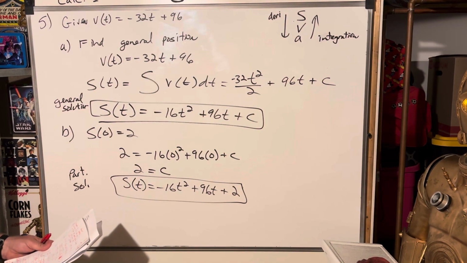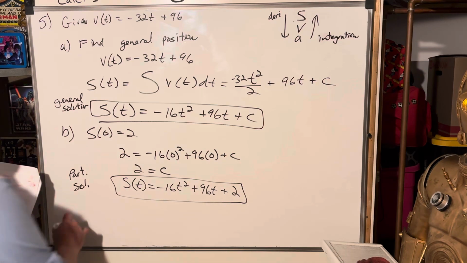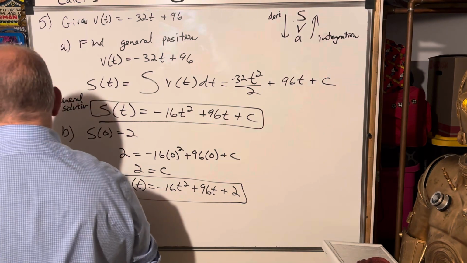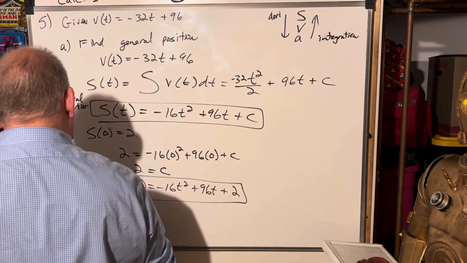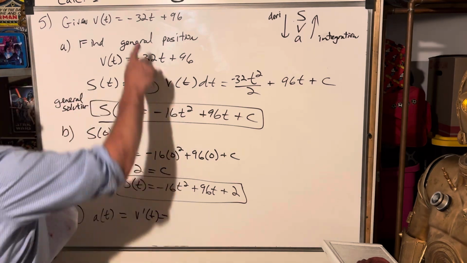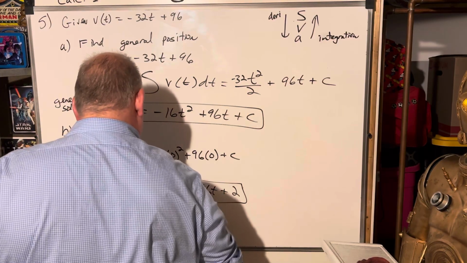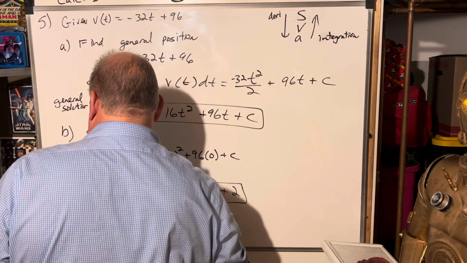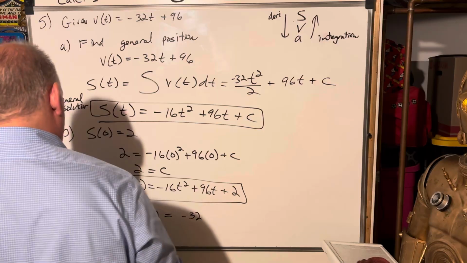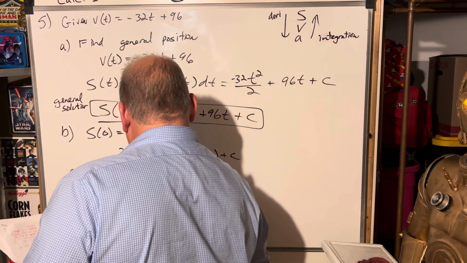C, find acceleration. Okay. So acceleration, A of t, that's going to equal the derivative of the velocity. It gave us the velocity right there. Derivative of that is just negative 32. So A of t is equal to negative 32.